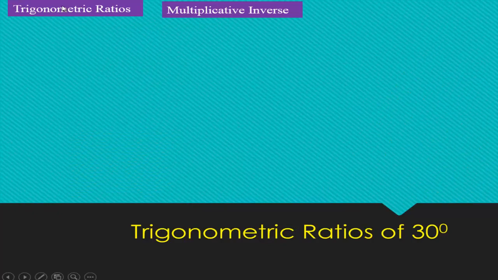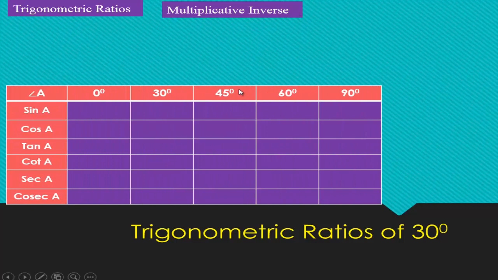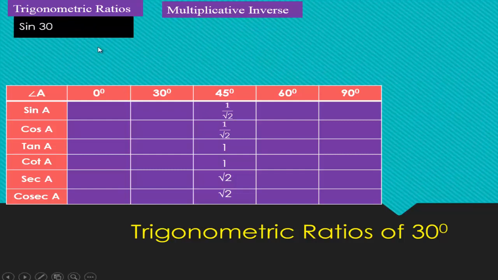Let us revise trigonometric ratios and multiplicative inverse. In the previous class we learnt the trigonometric ratios of 45 degrees, that is sin 45 is 1 by root 2, cos 45 is also 1 by root 2, tan 45 is 1, cot 45 is 1, and secant 45 is root 2 and cosecant 45 is also root 2. Now in this class we have learnt trigonometric ratios of 30 degrees. Sin 30 is 1 by 2, and the multiplicative inverse of sin 30 is cosecant 30, that is cosecant 30 equal to 2.